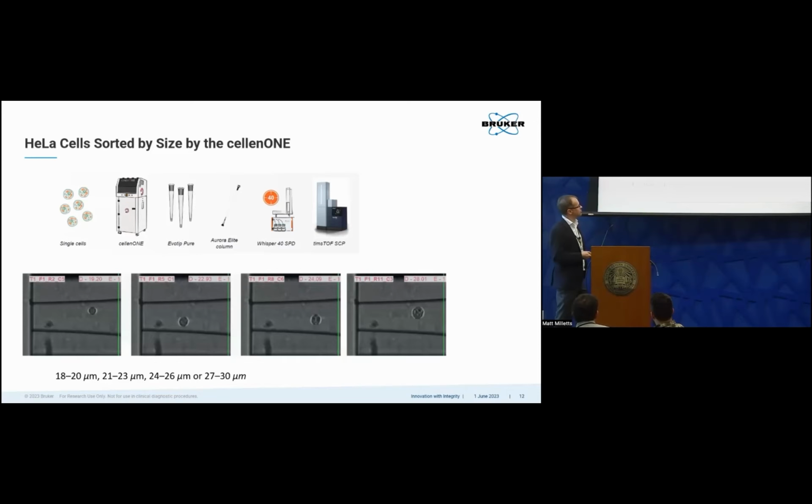But moving on to an actual single cell experiment now. So what we did here was to isolate single cells using a cellenONE system, transfer them to Evotips using a 15 centimeter Aurora Elite column from IonOpticks, and then run this on a 40 samples a day system on the EvoSep system, and then into the SCP. And then we've basically binned the cells by the different diameters of the cells here. So you can see different cell sizes.